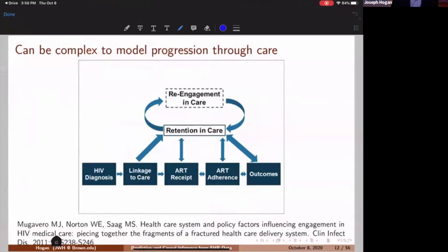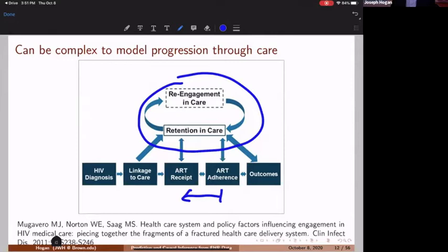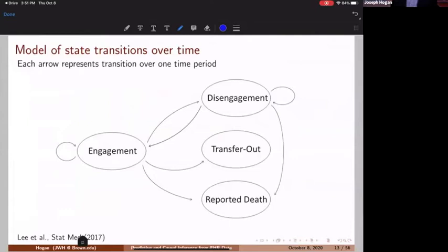If you look at this piece up here, you see that we have people going in and out of care. So there's a process of people going in and out of care. And then also once they receive ART, they adhere with the treatment and then maybe they go back to a non-adherent state. So the point is that there's lots of transitioning back and forth between states, and then maybe overlaid on this, you have to model whether people are retained in care. So there's a lot of dropping in and out, I guess, is the main point.